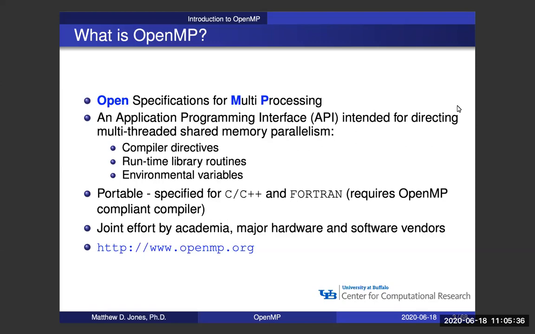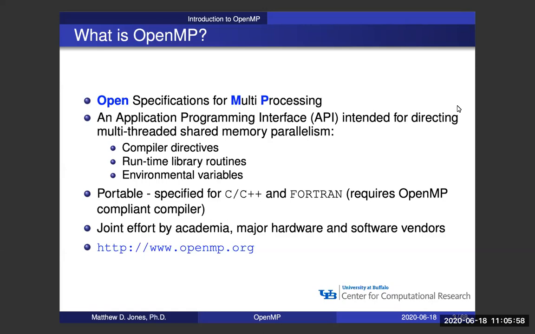So this consists of mainly a set of compiler directives, which are most of what most applications end up using. It does have a small runtime library or API that you can use. You don't actually have to use that. And it has some environment variables that get used to control the runtime execution. The original specification is for C, C++, and Fortran.